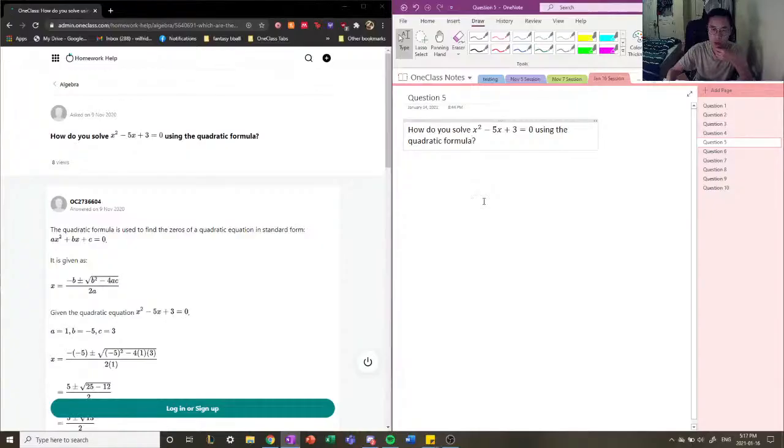Question number 5. How do you solve for x squared minus 5x plus 3 equals 0 using the quadratic formula? Usually you can solve for the zeros, solutions, or roots of a quadratic function by finding its factors. And by finding the factors, you can easily identify what the zeros, roots, or solutions are. The quadratic formula is a special formula that is used in cases where your quadratic function is not easily factorable.